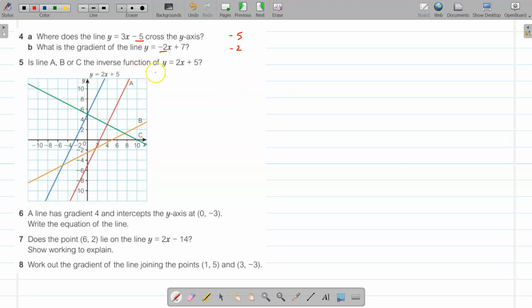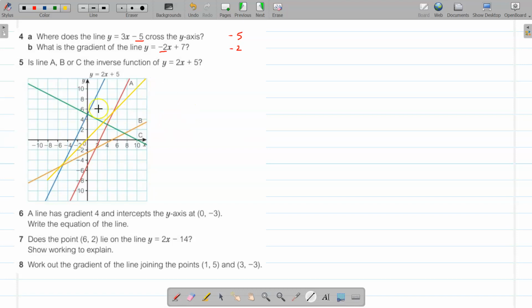Is the line A, B, or C the inverse function of 2x plus 5? Right. What you need to understand here is that the inverse of a function is a reflection of the function in the line y equals x. If I draw the line y equals x here, I'll do this in yellow. So it's this line here, okay? This is the line with equation y equals x, all right?